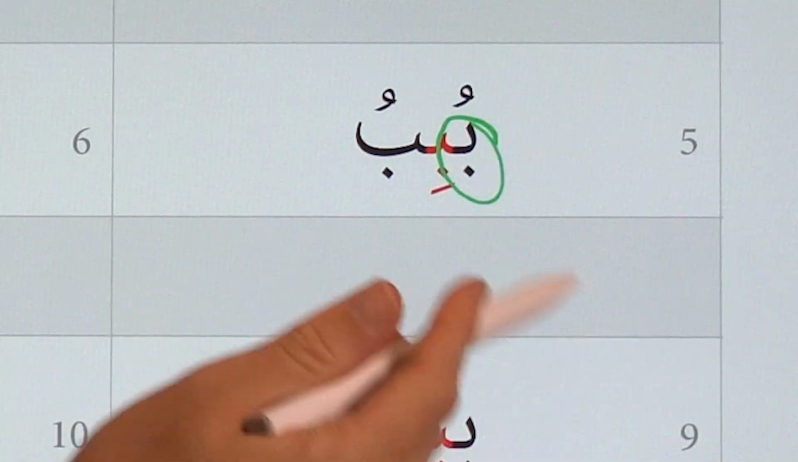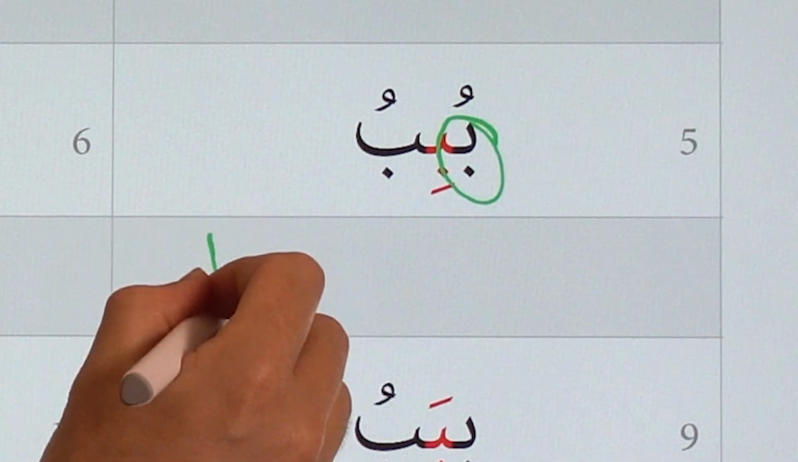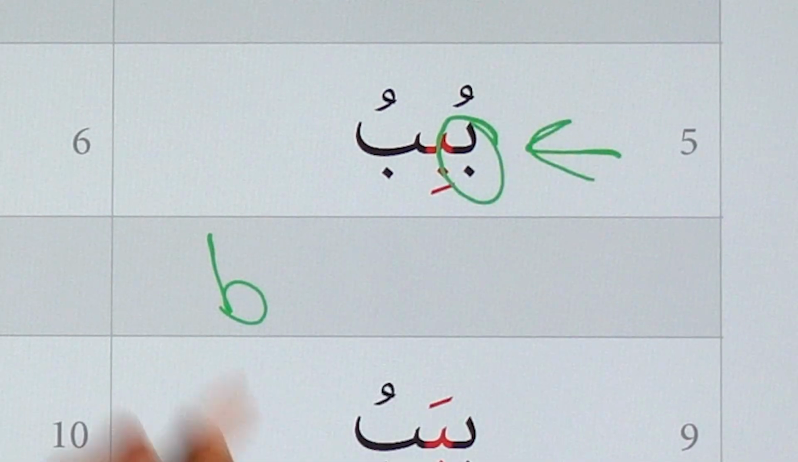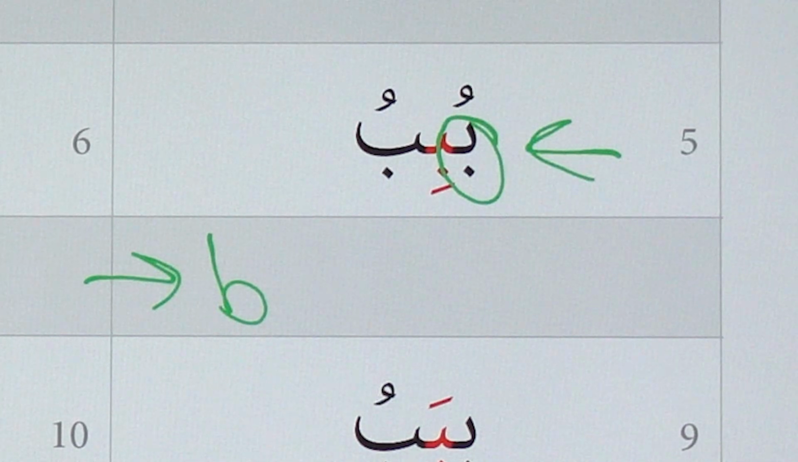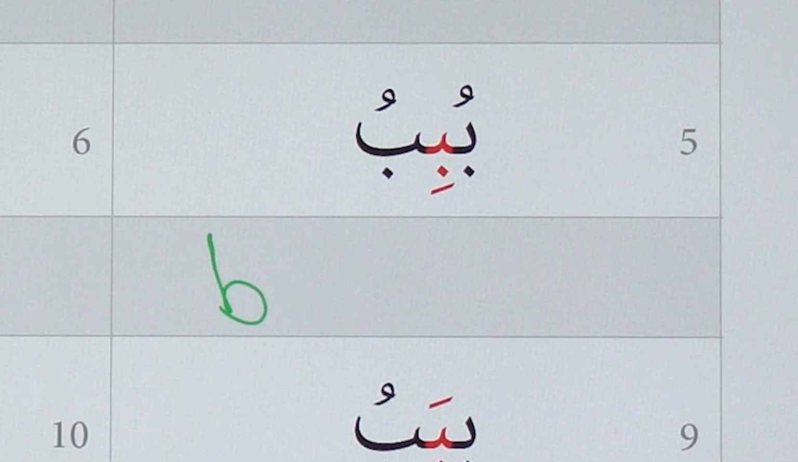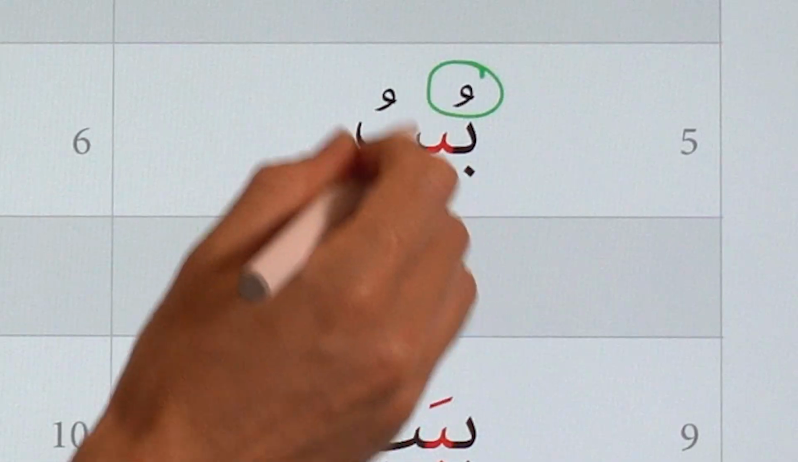So what English letter are we going to write for the letter ba? We're going to write B. And while the Arabic is right to left, we're going to write the English left to right. We're going to maintain the direction for each language. So after we've identified the ba, what's the next step? The next step is identifying the haraka. So what haraka is this above the letter ba?